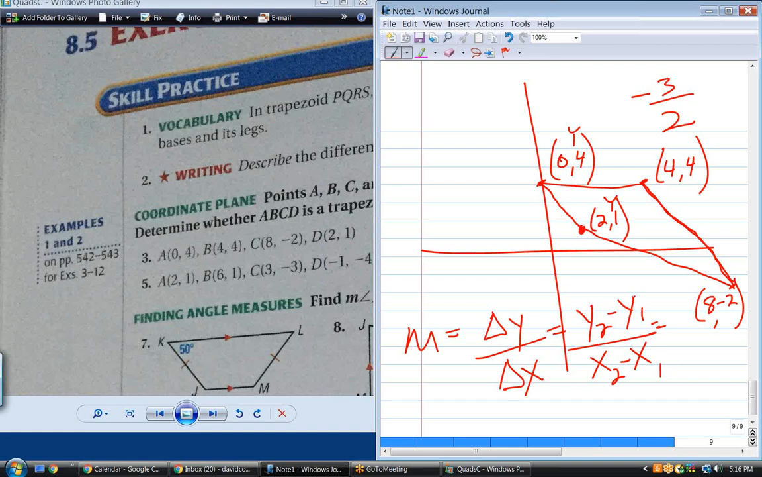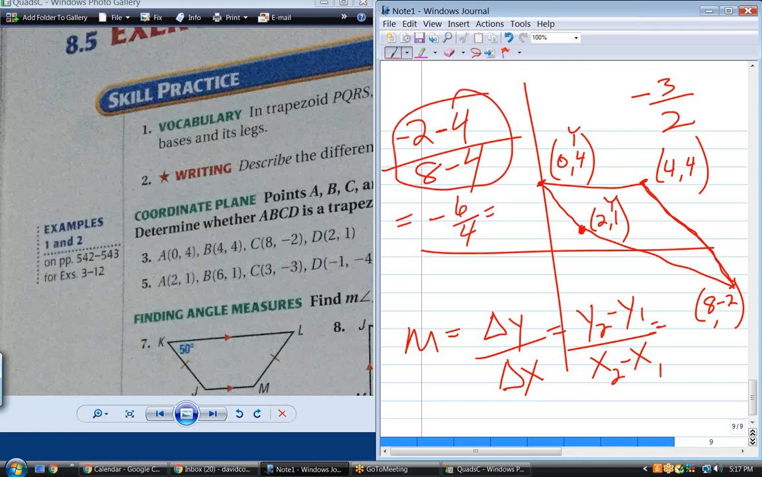So y2 minus y1. Minus 2 minus 4 is the change in y. That's y sub 2 minus y sub 1. And then it would be 8 minus 4. What does that equal? That is equal to -6 over 4, which is the same as negative 3 halves. That is a trapezoid. So all you need is to find the same slope for opposite sides. Okay? Cool.